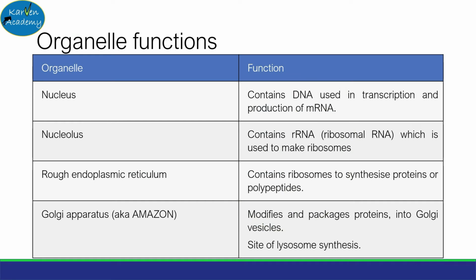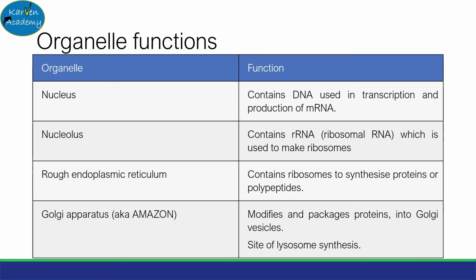Now we're going to go through the functions of different organelles, of which many will be familiar to you. Let's start with the nucleus, which contains DNA used in transcription and production of mRNA. Then we have the nucleolus, which contains ribosomal RNA, or rRNA for short, for the synthesis of ribosomes. The rough endoplasmic reticulum, RER for short, contains ribosomes, which is where most protein synthesis occurs.